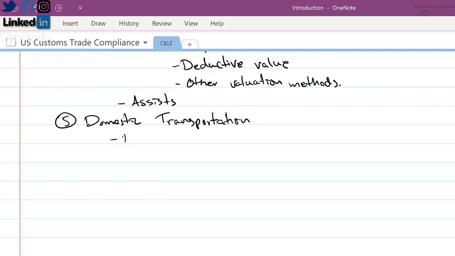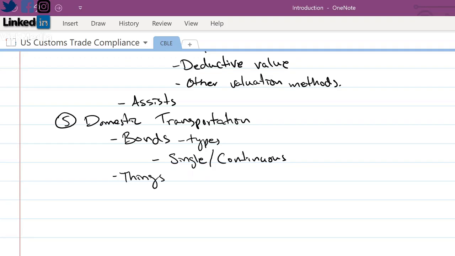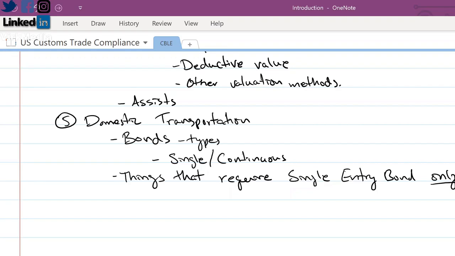In this lecture, we'll be talking about bonds, types of bonds such as single, continuous, things that require single entry bond, and about the termination of bonds.